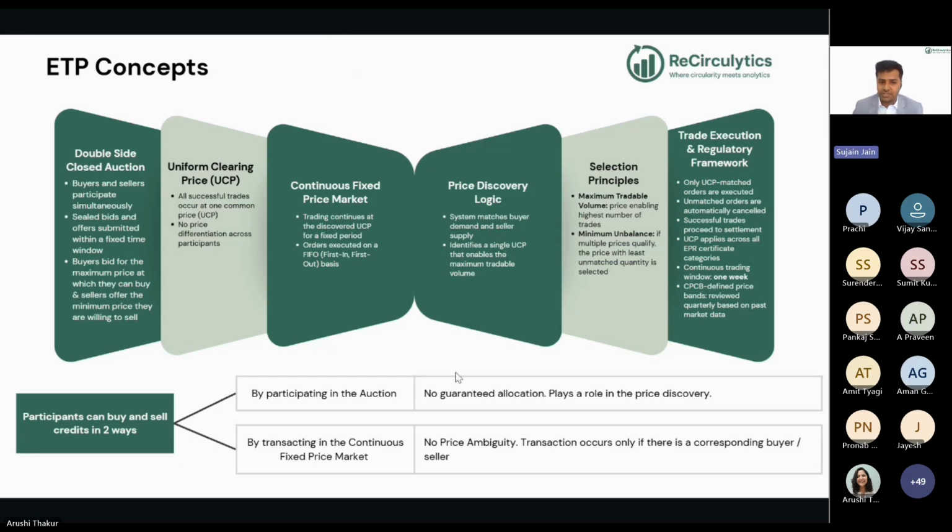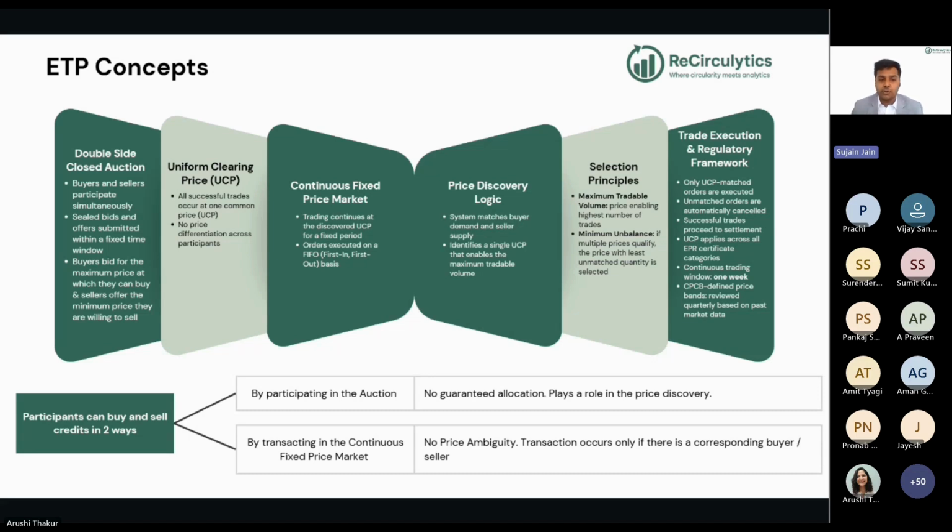There will be no different prices, and the orders will be executed on a first in, first out basis, that is FIFO basis. Whoever puts the first purchase order will get the first preference if there is a corresponding seller, and likewise. There are some principles also like maximum traded volume and minimum unbalance. I will explain it very briefly in the next slide.